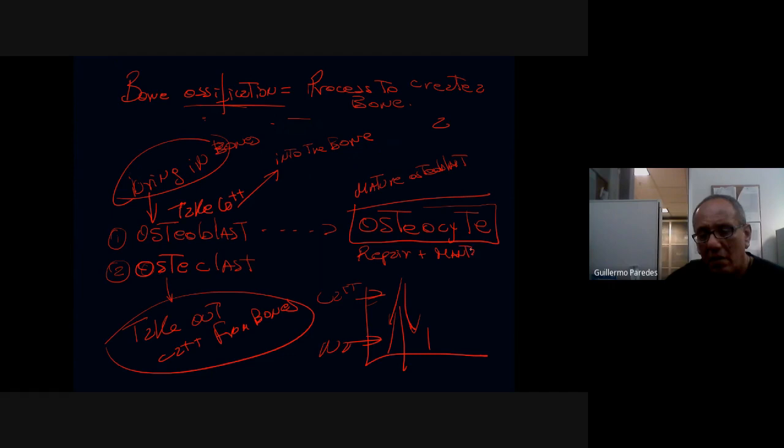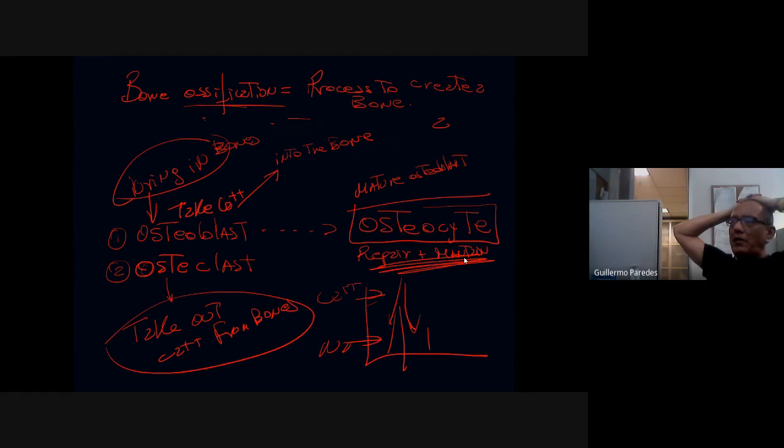So we have three cells on the bones: osteoblast, osteoclast, and osteocyte. Osteoblast is a young bone cell. Osteocyte is a mature bone cell. Okay? So when they get mature, the osteoblast turns into osteocyte. Osteoblast take calcium from the blood to the bone.